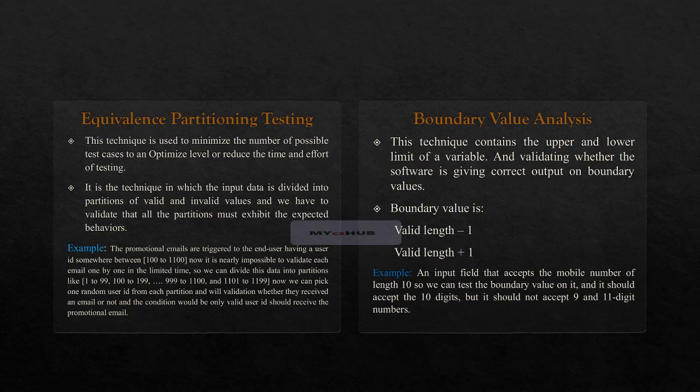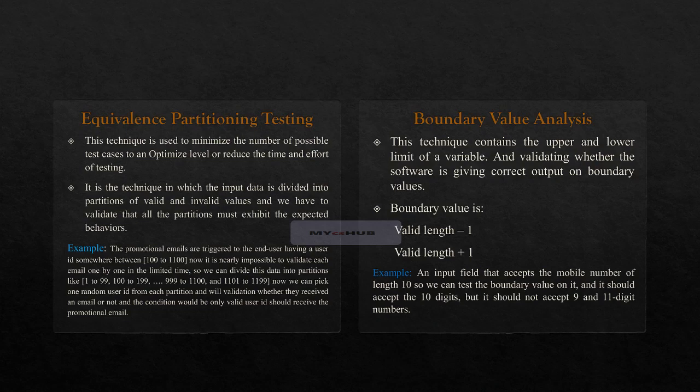Now let me explain it to you with the help of an example. Suppose an e-commerce company wants to send some promotional emails. The promotional emails are triggered to the end users having a user ID somewhere between 100 to 1100. Now it is nearly impossible to validate each and every email one by one in the limited time as soon as it is triggered to the users.